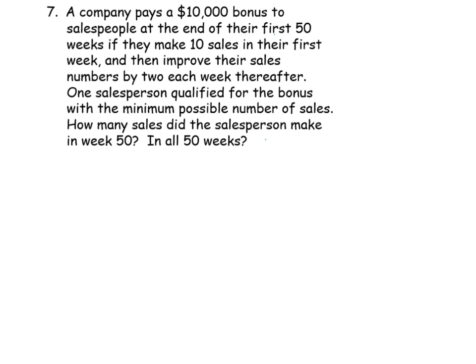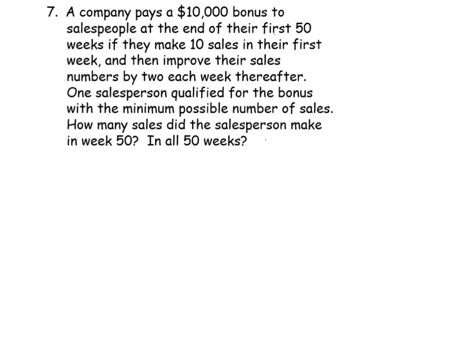Okay, today we're also going to look at how we can answer a reading problem that involves arithmetic series or arithmetic sequences. So, a company pays a $10,000 bonus to their salespeople at the end of their first 50 weeks if they make 10 sales in their first week and then improve their sales numbers by 2 each week thereafter. One salesperson qualified for the bonus with the minimum possible number of sales. How many sales did the salesperson make in week 50?